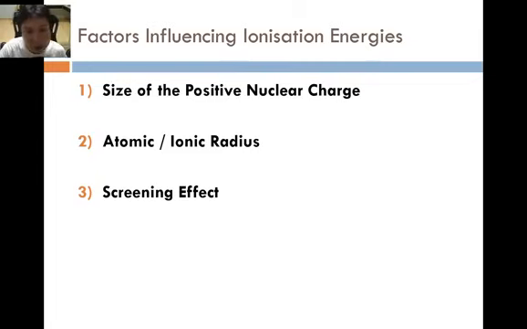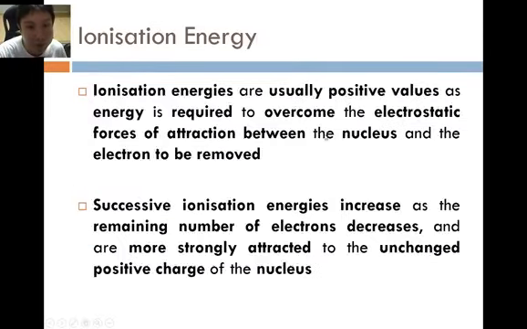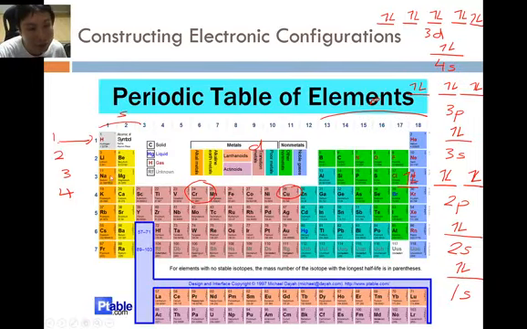Okay, so having discussed across the period, we would now like to discuss what happens down the group. Even without looking at the answer, again, it's just using these three factors to discuss. So when you go down the group, the size of the positive nuclear charge will increase. As you can see, if you go from sodium to potassium, the number of protons increases from 11 to 19.